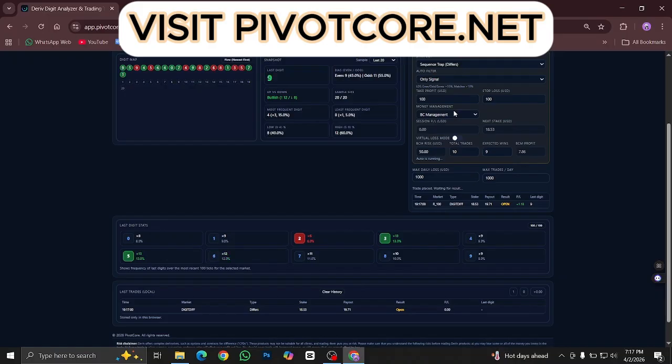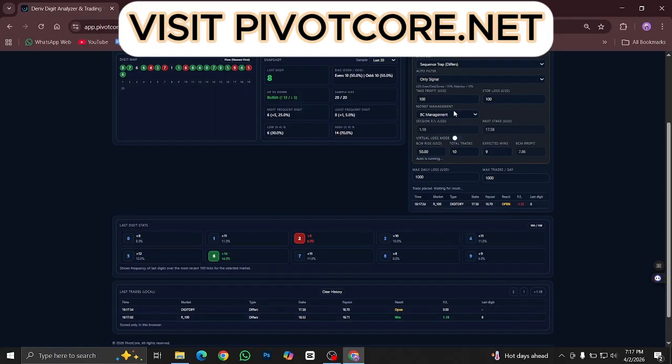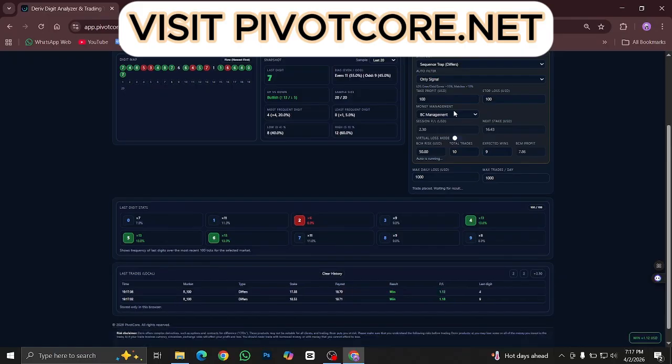For anyone new to this, Pivotcore.net is an absolute game changer for Deriv users. It is designed to take the emotion, the hesitation, and the guesswork completely out of your trading. Instead of clicking manually, this platform seamlessly automates your strategy with pinpoint accuracy. Today, we are focusing on the digit differs market. As you probably know, with digit differs, we just need the last digit of the exit price to not match our predicted digit. It already has a massive win probability, but when you combine that edge with the lightning-fast execution of Pivotcore, it becomes a completely different beast.